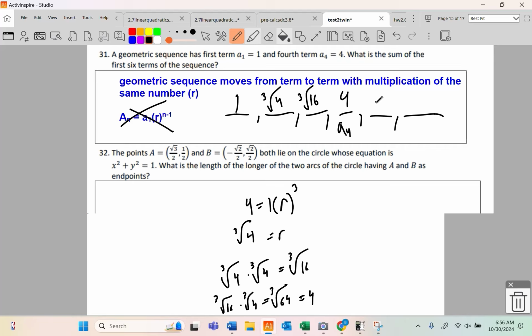The next term is going to be 4 times the cubic root of 4, which is 4 cubic roots of 4. And the term after that is going to be 4 cubic roots of 4 times the cubic root of 4, which is 4 cubic roots of 16. And this, boys and girls, is why kids hate mathematics. It's exactly why they hate it.